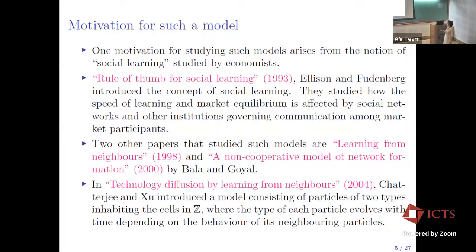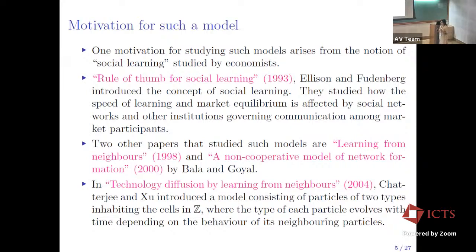Two other follow-up papers relating to this original paper are both by Bala and Goyal, 1998 and 2000. And the paper that serves as our inspiration, and along this line of work is maybe the first probability paper, came out in Advances in Applied Probability. It's by Chatterjee and Zhu, and it introduced a model which talks about propagation of technology. The idea is that there are two kinds of technologies available to every agent in the system, and they study two different kinds of rules.